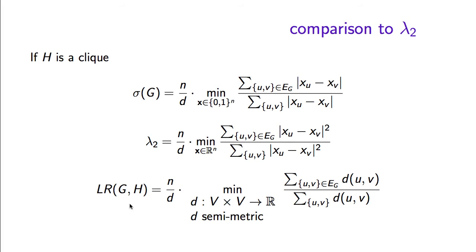The Leighton-Rao relaxation, in the case in which H is a clique, will be the same expression, but where xu minus xv is replaced by the distance between u and v, where d is an arbitrary metric. And those two relaxations are completely incomparable, because an arbitrary distance function might not be realizable as differences of entries of a real vector. And when we look at differences of entries of a real vector squared, those need not satisfy the triangle inequality. And interestingly, we will see that graphs that are bad examples for lambda 2 are graphs where this relaxation works well, and vice versa.